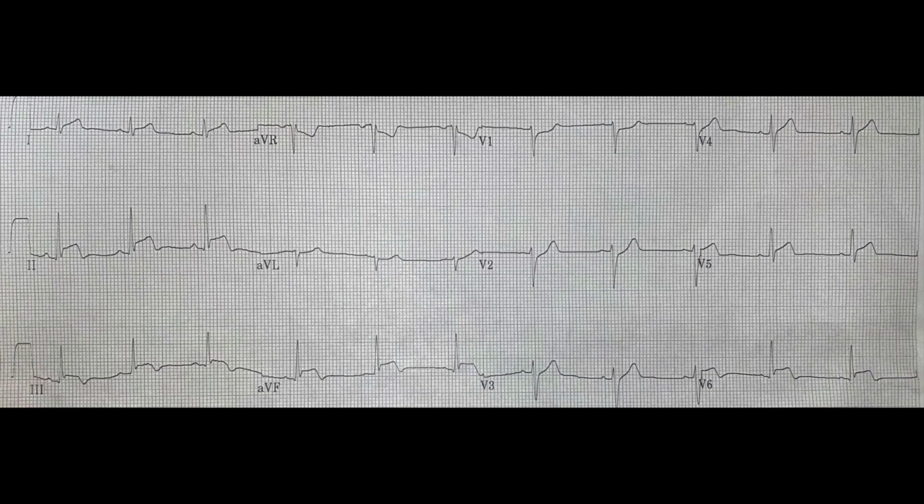You're going to see elevation in V5 and V6. You also see elevation in 1 and AVL. So this one included the entire lateral wall. It was lead 1, AVL, V5, and V6. So typically your reciprocal depression is going to be seen in your septal leads, which are V1 and V2 for a low lateral heart attack, and you do see some ST depression in those leads.